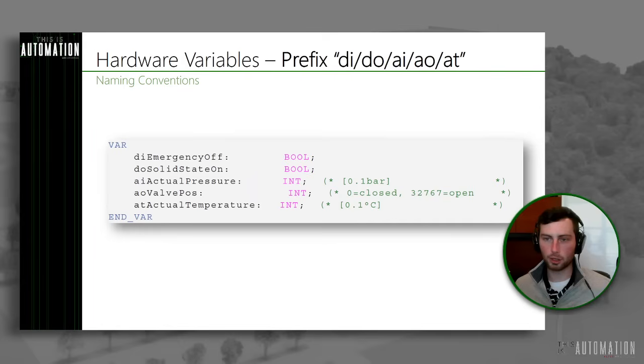All right, hardware variables. These are variables that you would tie directly to your inputs or outputs, whether those are digital or analog. In those cases, we recommend, again, a prefix to indicate what those are. If it's a digital input, DI; digital output, DO; analog input, AI; analog output, AO; and a temperature input, AT. Pretty simple, pretty straightforward, but again a really nice way to know that this is a hardware related variable and not an internal variable.